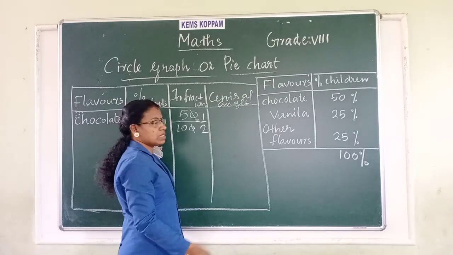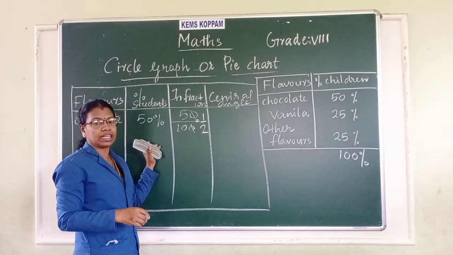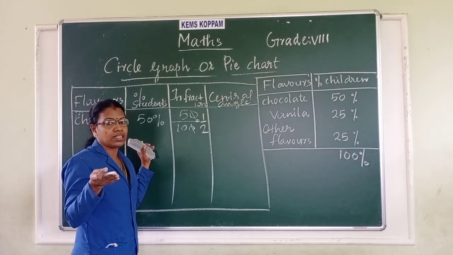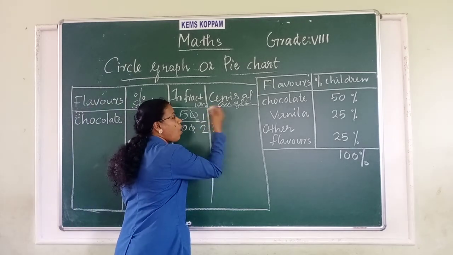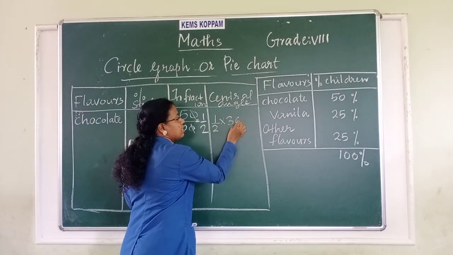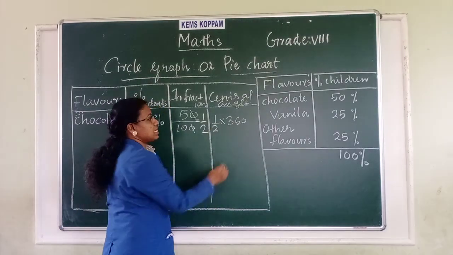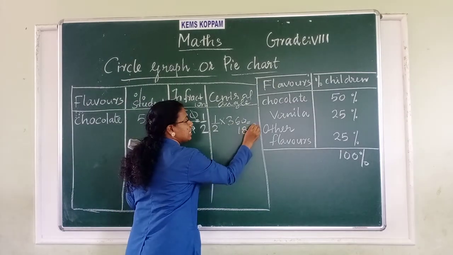Now the last column, central angle. What will be the central angle of this fraction? Here the fraction is 1 by 2. I told you the central angle is a fraction of 360. So 1 by 2 of 360. Of 360 means into 360. What is 1 by 2 into 360? 360 divided by 2 is 180 degrees.